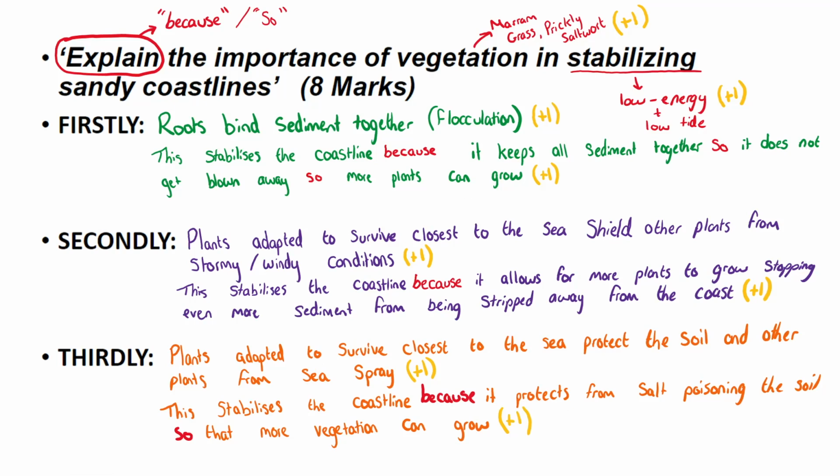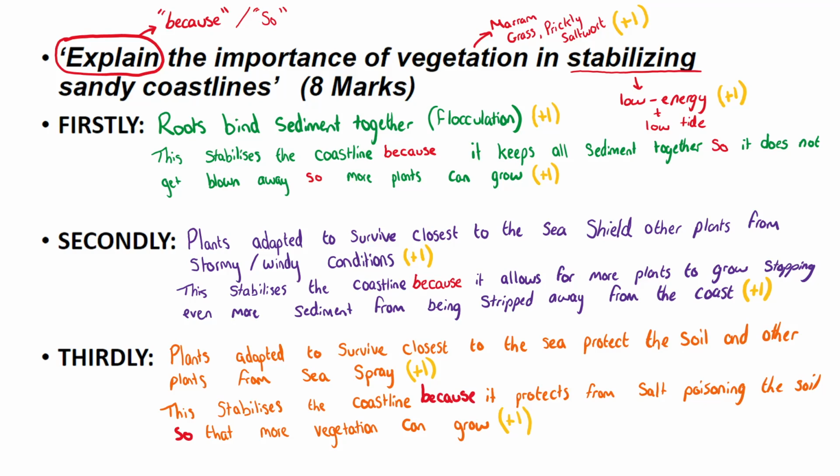So here we have an equation, brilliant. So here we have an exam question that says explain the importance of vegetation in stabilising sandy coastlines. The first thing I've done here is unpick that question. So it says to explain, and all I've done here is highlight it and put because and so. By doing so, you're almost forcing yourself to make sure you're explaining. So you're not just doing detailed answers. So you're actually answering the question.